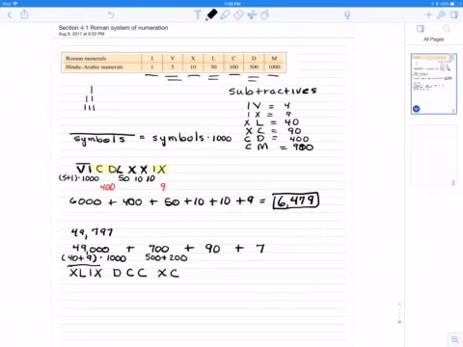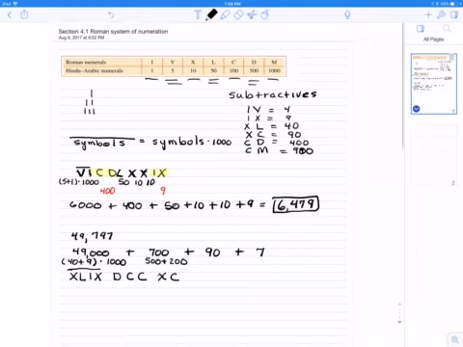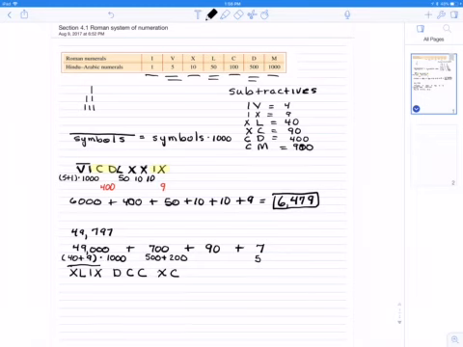Now, 7. There's no symbol for 7. It's not a subtractive, so I'll use a combination of symbols. I'll use 5 plus 2. That is the symbol for V. Now for 2, I'll repeat the symbol for 1 twice. There's our Roman numeral.